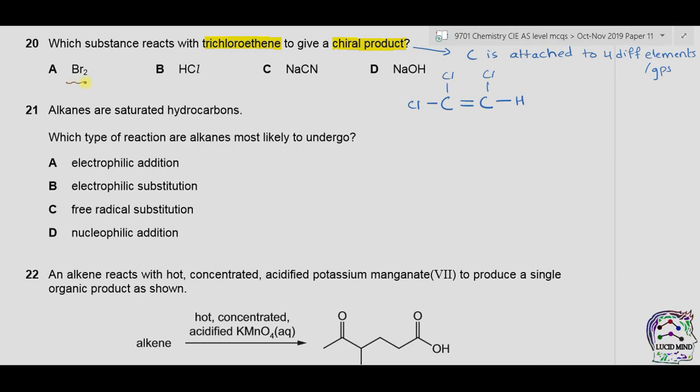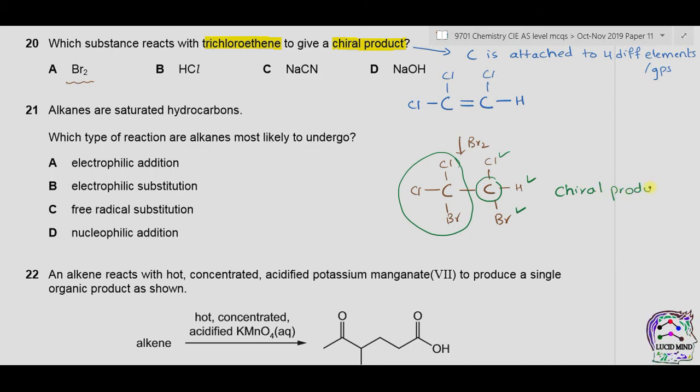First one is the addition of Br2. So Br2 can be added in this compound on double bonds. The double bonds will be converted into single covalent bonds and the product will be like this. 1 bromine atom on first carbon atom and 1 bromine will be on second carbon atom. Now we can see that this carbon is bonded to 4 different elements or groups. So therefore the product is chiral in nature. So A could be correct.